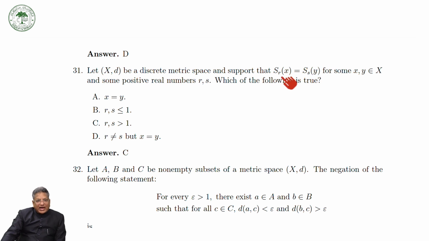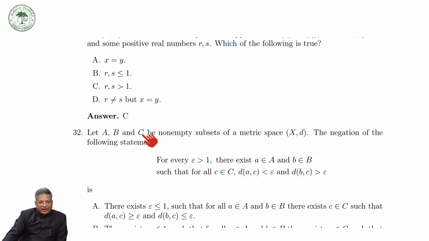But if r is greater than 1, then this is equal to the whole space, whatever your x is. Okay, so if r is greater than 1, then this is your whole space. Similarly, if s is greater than 1, then this is the whole space. So if r is greater than 1 and s is greater than 1, then this is your X and this is your X, so both are equal. It means that this C is the correct answer. So this way you can see that C is the correct answer.